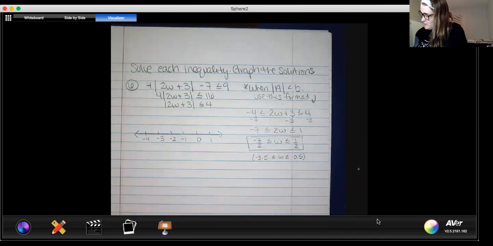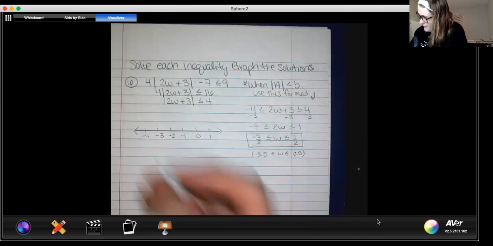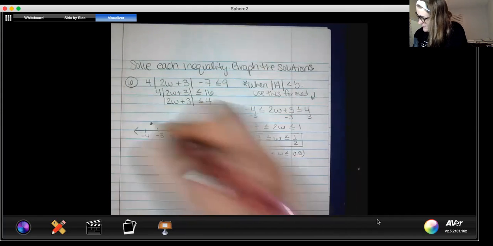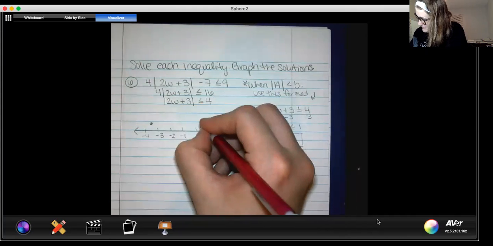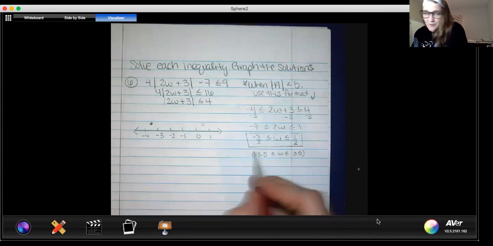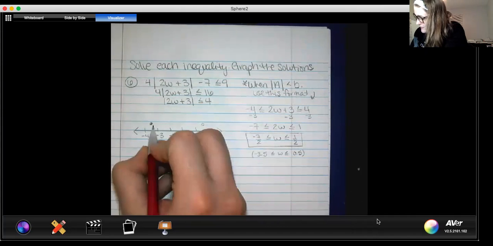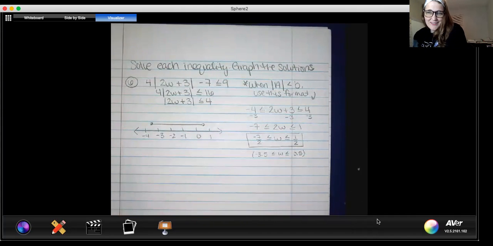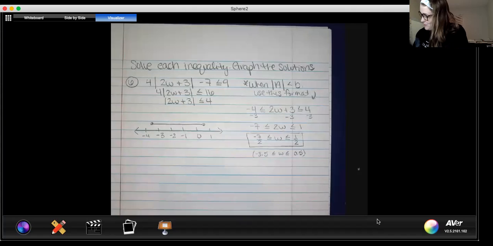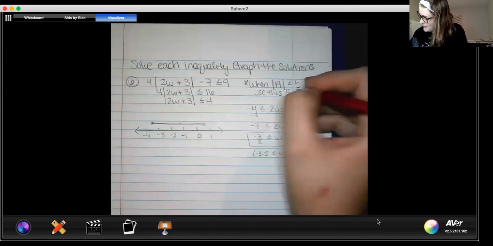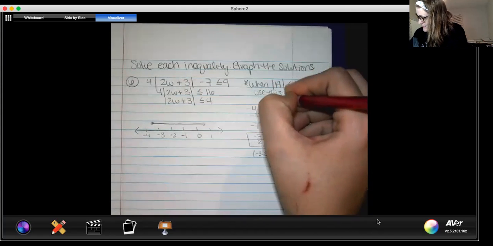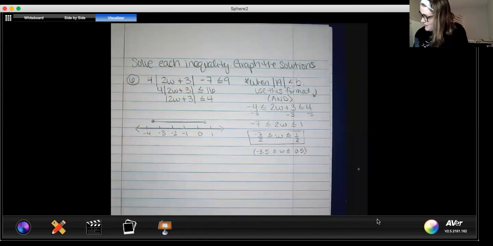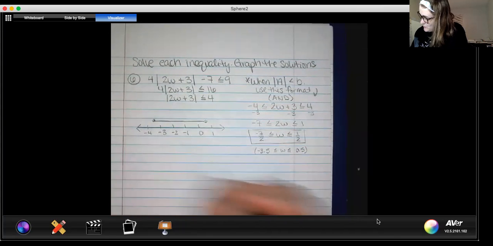So I'm going to plot -7 halves, so -3.5, make my point. 1/2, make my point. And since it's a compound, that means the variable is in between, so I draw my line between the two answers. And that's how I solve number 6. So this resembles an AND statement. Think about the AND statement we did on the last problems. Okay, let's do number 7.